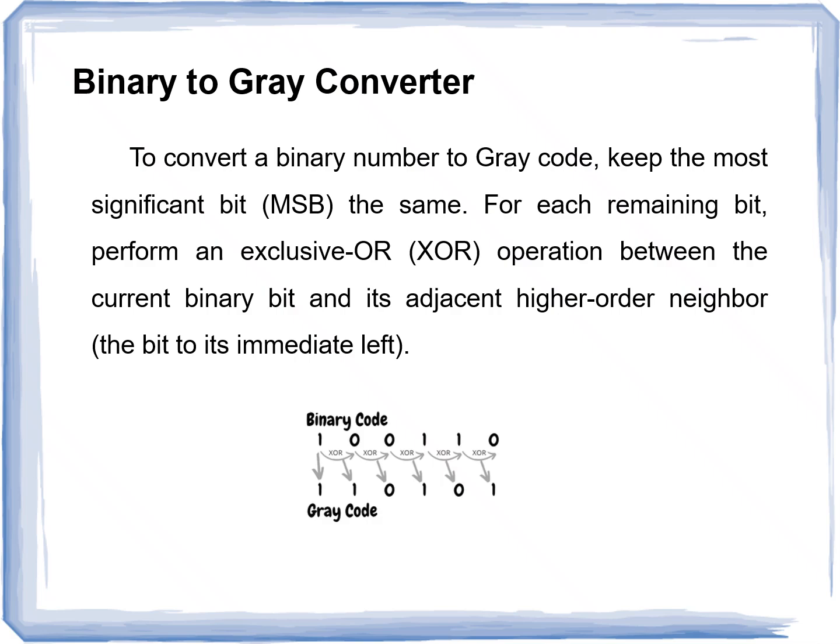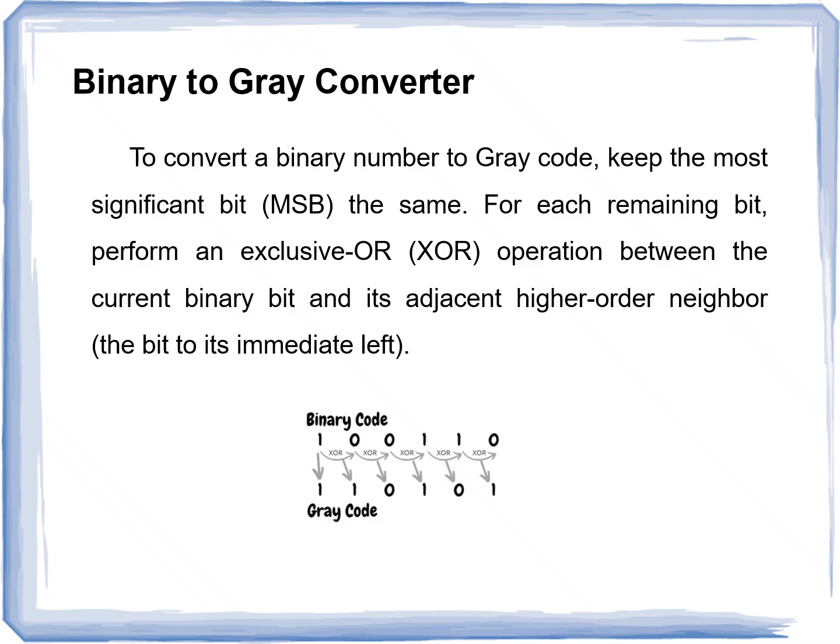Here we are going to use the exclusive OR operation for this conversion. It keeps the MSB bit as such, and it performs the XOR operation with the neighboring bit, the immediate left bit, and it forms the output.